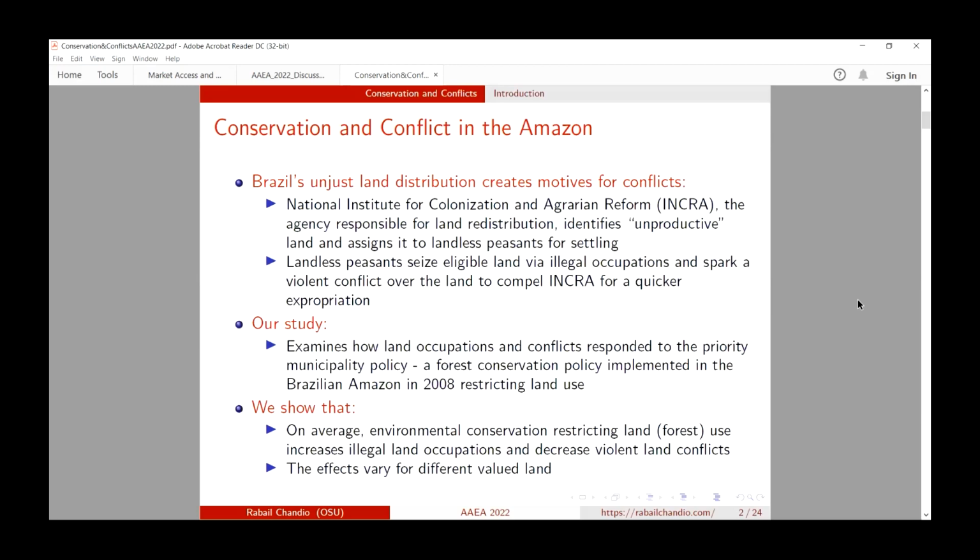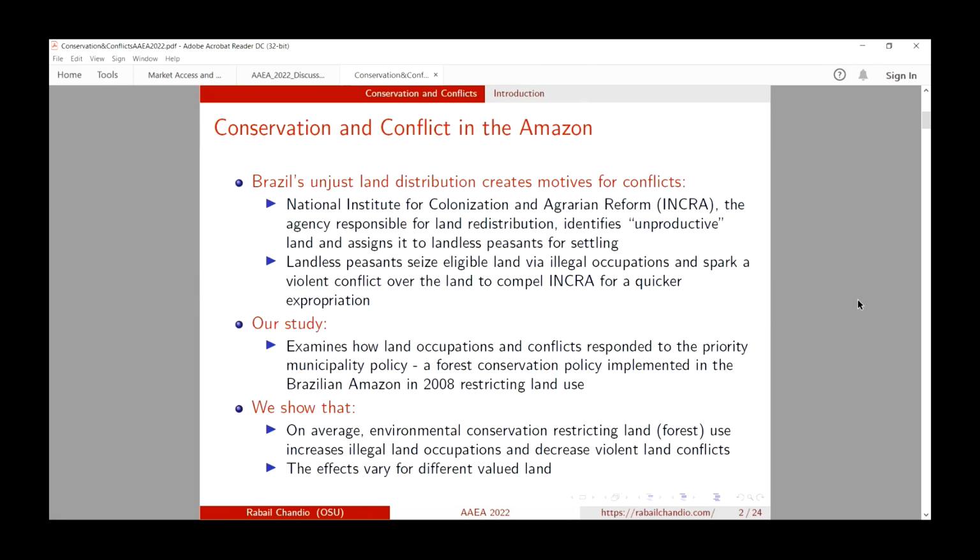Just for context, in Brazil, historically, the land distribution has been very unjust. They were a colony previously, and when they moved from colonization to being an independent state, the process was not very equitable, and the wealthier, more powerful people accumulated land. And hence, their government has been working on different initiatives to make the distribution more equitable over time and have land reforms and redistributions.